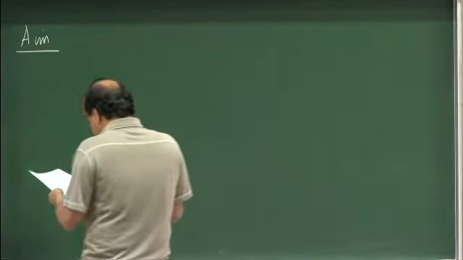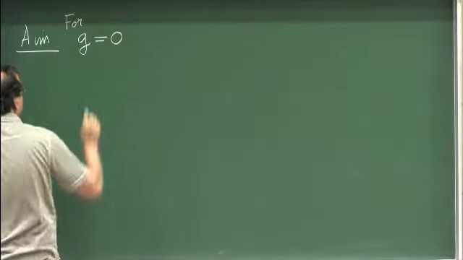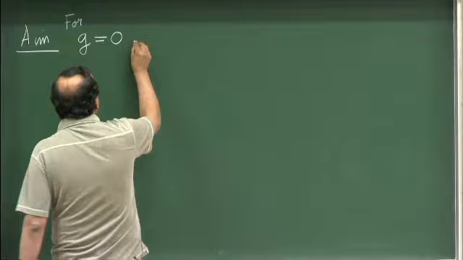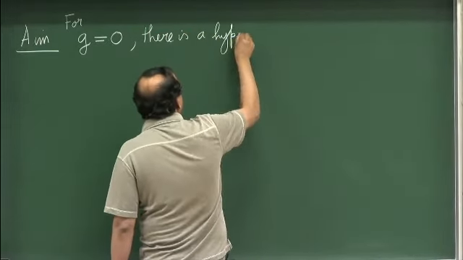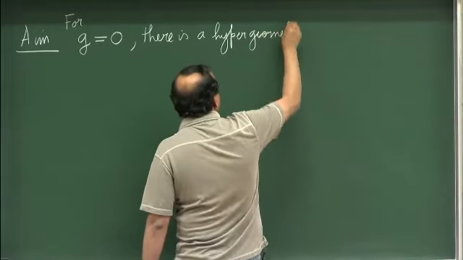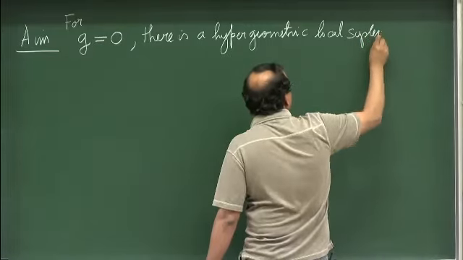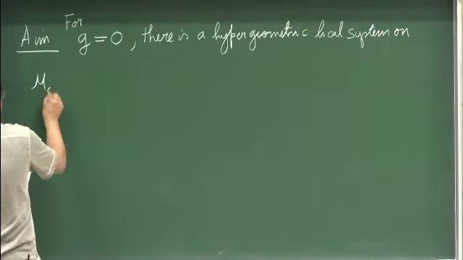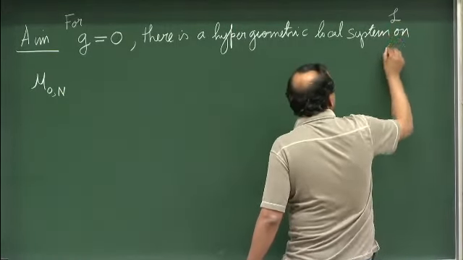So for g equal to 0, the genus of the curve, so it's really the projective line with n marked points. For g equal to 0, there's a hypergeometric local system on really the configuration of n points, but let me write it a little vaguely as M_0,n. So I'll define all these things.